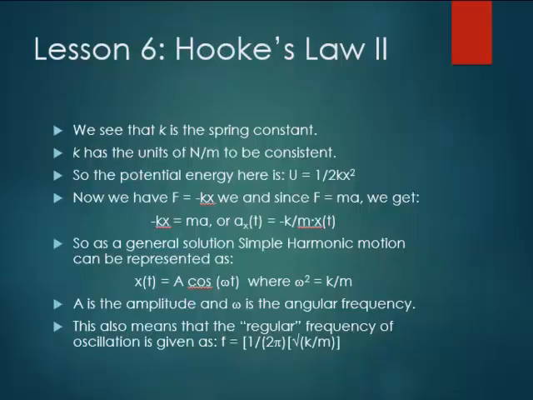In general here, we see the solution for the simple harmonic motion can be described as a cosine function. x of t equals A cosine omega t, where omega squared is k over m. And we also see that A is the amplitude, and usually measured in a distance unit, and omega is what's called the angular frequency, which we saw a few weeks back. This also means that the regular frequency of oscillation f is 1 over 2 pi times the square root of k over m.